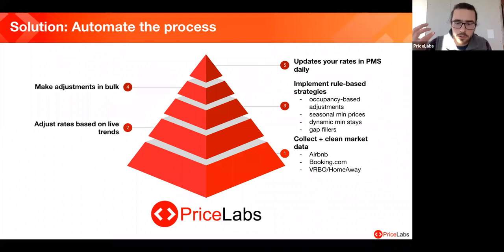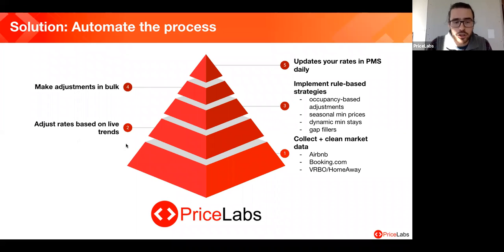So our solution with PriceLabs is essentially to provide a platform that, one, collects and cleans all of your market data. We're collecting data from Airbnb, Booking.com, VRBO, and HomeAway. We're cleaning that data to try to track what reservations are happening, what dates are getting booked more often in the market, really where is that demand in your market, so that you have a good picture of what's going on.